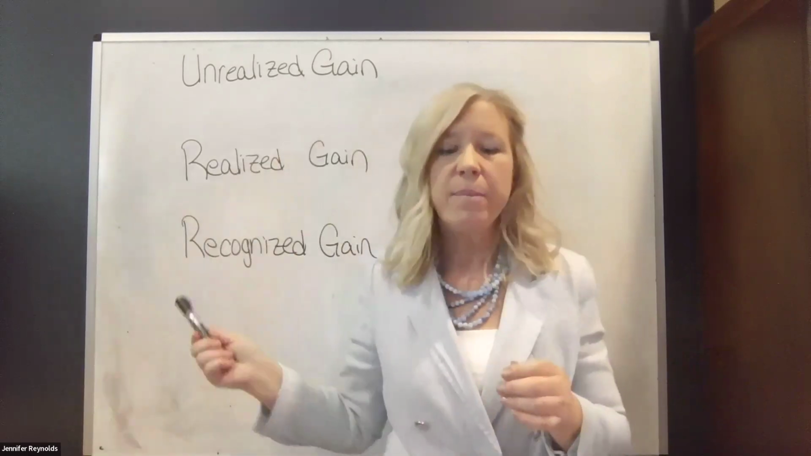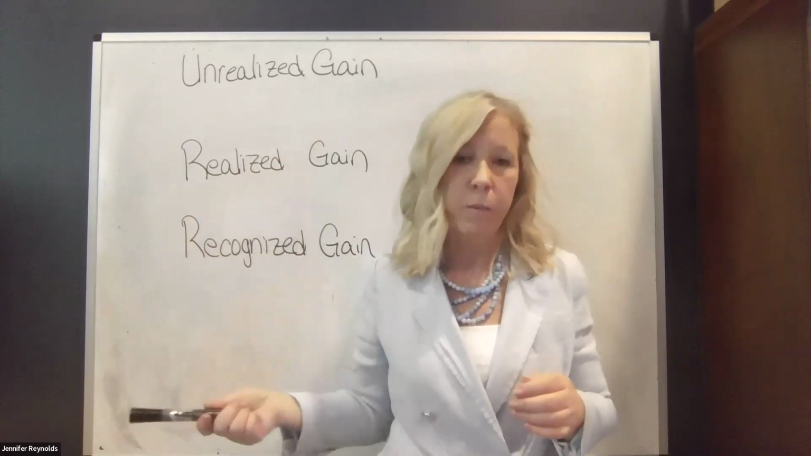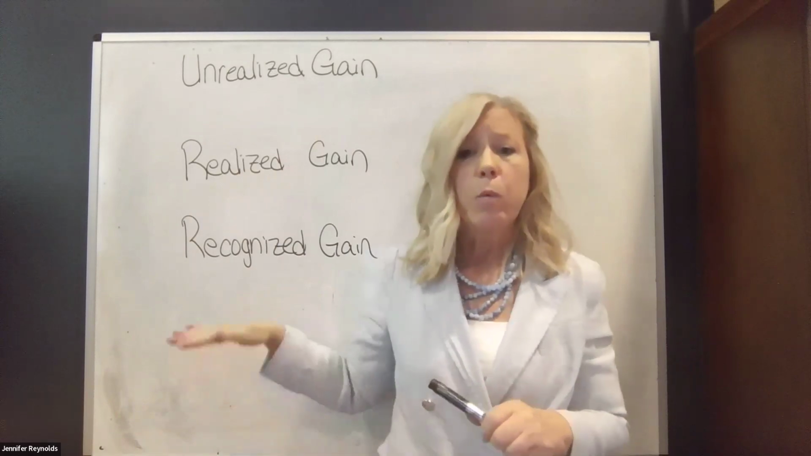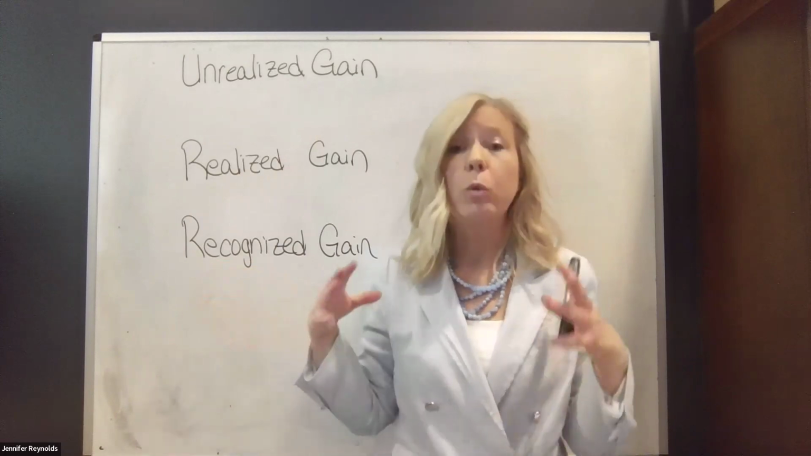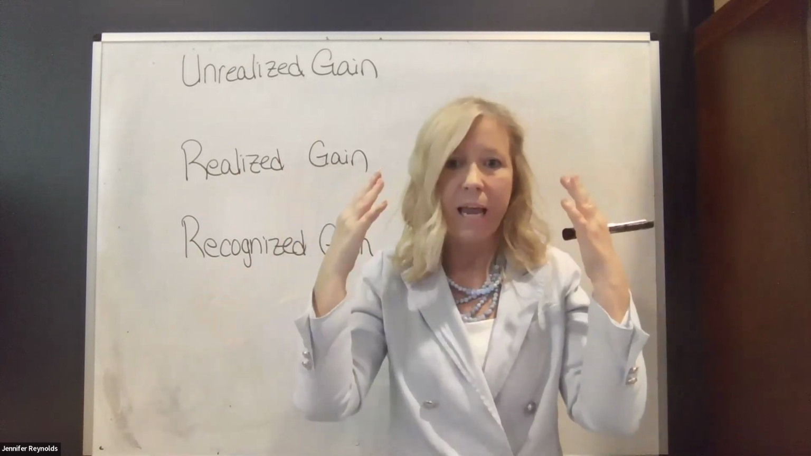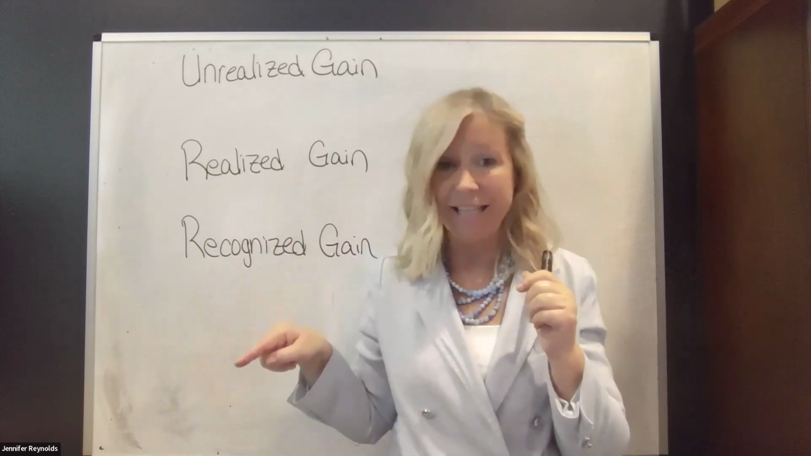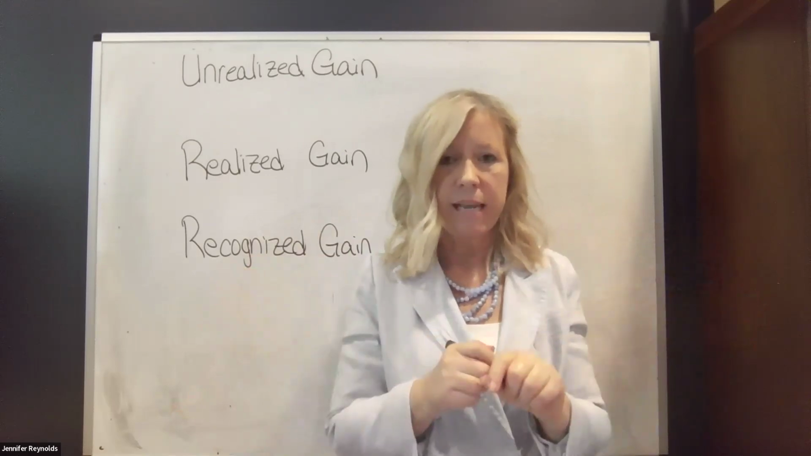So I've got three types of gain on my board: unrealized gain, a realized gain, and a recognized gain. For tax purposes, recognized gains are the ones that we pay taxes on. To recognize, I think in my head, oh, I'm going to write it on a tax return. I recognize that and pay taxes on it. So let me give you a little example.